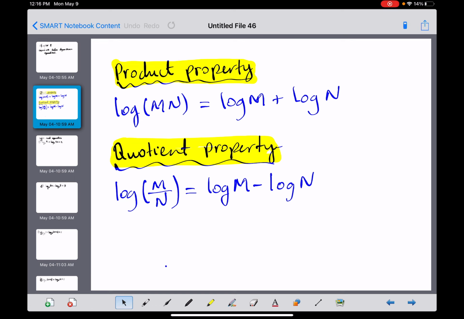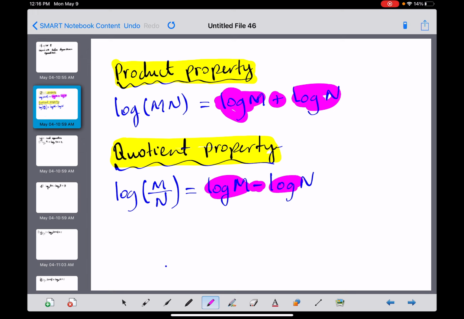So the product property: log mn, when we expand it out, is log m plus log n, okay? And for the quotient property, it's going to be log m minus log n, okay? So keep this in mind, copy it down, so that way you won't forget.